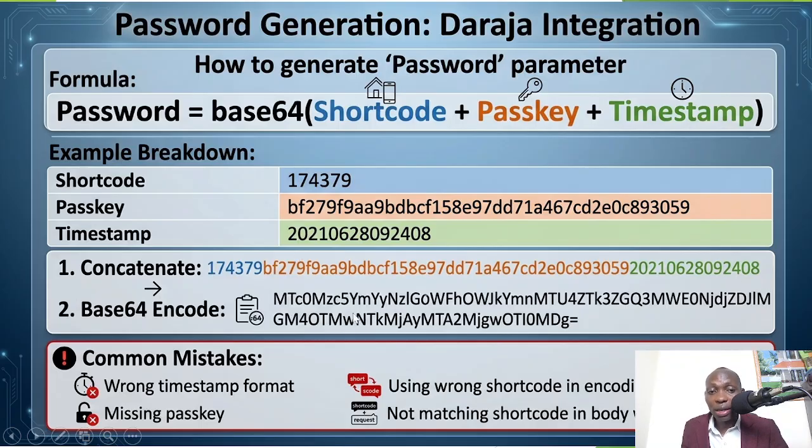The second one is you do a base 64 encoding of what you have concatenated, then you get a base 64 encoded string. This will be used as your password.